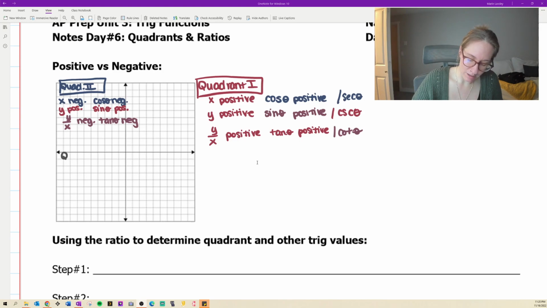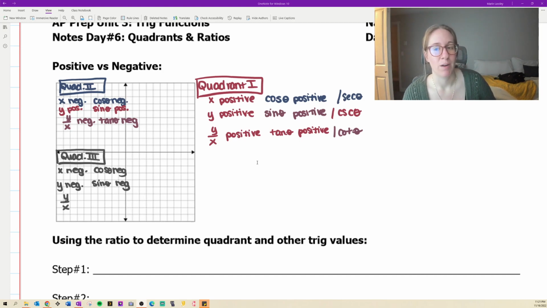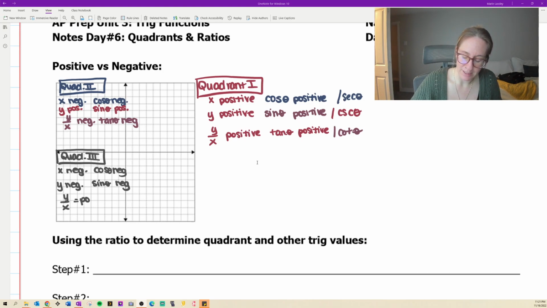Quadrant 3. Quad 1, 2, 3. Box it up. There we are. All right, so in quadrant 3, x is definitely negative. Therefore, cosine is negative. Y is also negative, so sine is negative. And the fraction y over x, since we have a negative divided by a negative, this actually is going to be positive, which means tangent is positive.